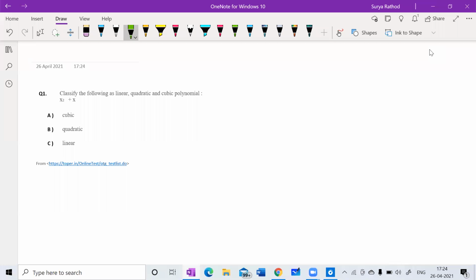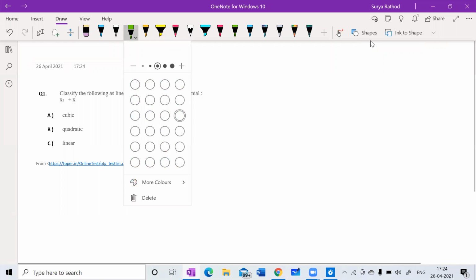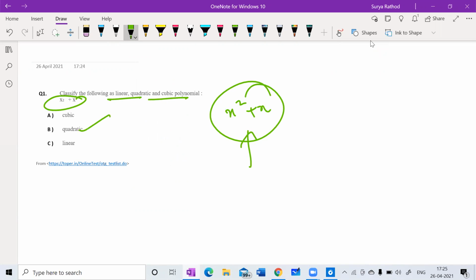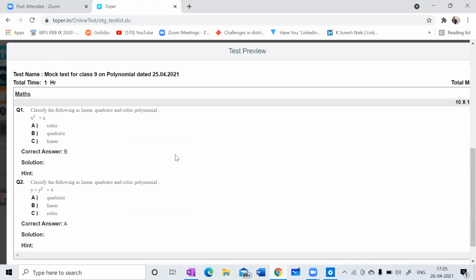What is the first question? Classify the following as linear, quadratic, and cubic polynomial. x square plus x. Which polynomial is this? Of course, quadratic polynomial. Option B is correct.